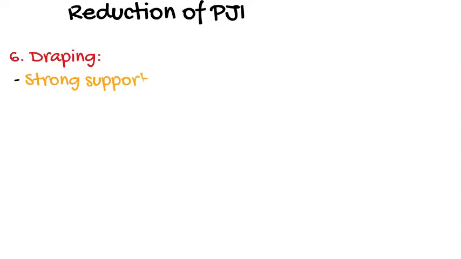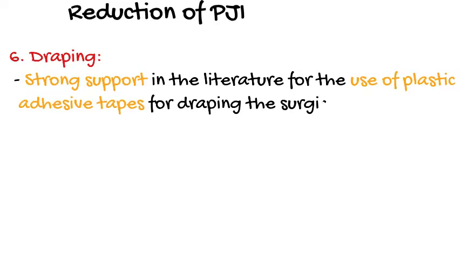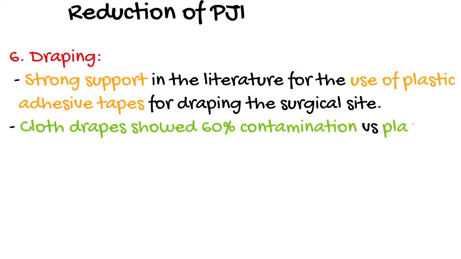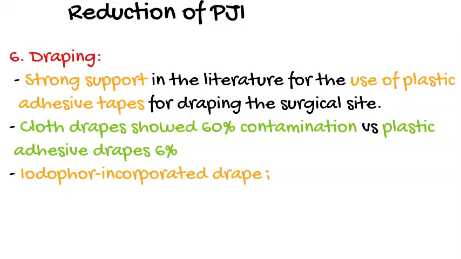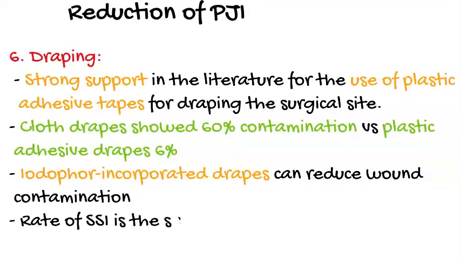Number 6. Draping. There is strong support in the literature for the use of plastic adhesive drapes for draping the surgical site. Cloth drapes show 60% contamination versus the plastic adhesive drapes, around 6%. Either way, incorporated drapes can reduce wound contamination, but the rate of surgical site infection is still the same.